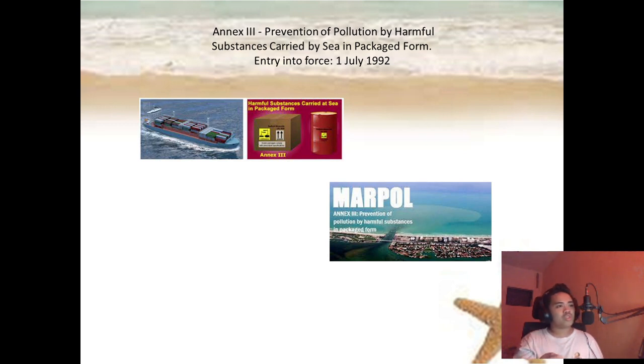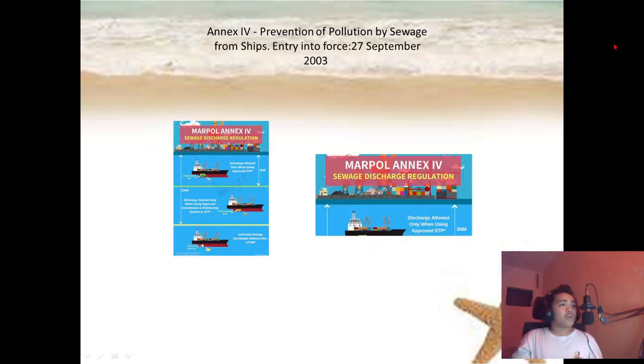to prevent the pollution. So Annex 4 is about Prevention of Pollution by Sewage from Ships, entry into force on 27th of September 2003. So based on my understanding, in this part, in a ship there is a sewage facility that will hold the dirt or the used water of the people in the ship. So we are thinking, what happened to that water?